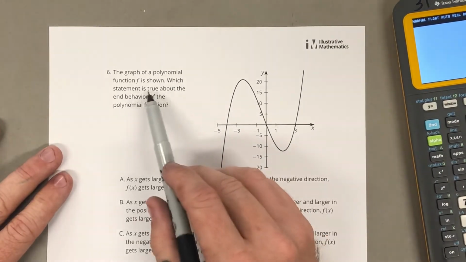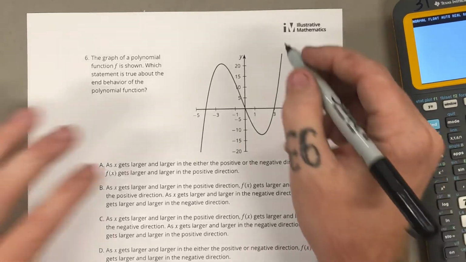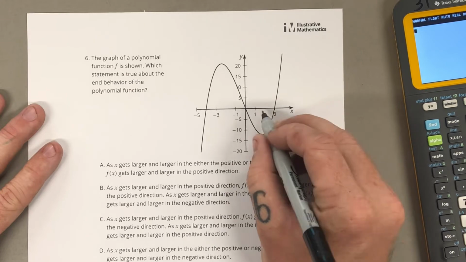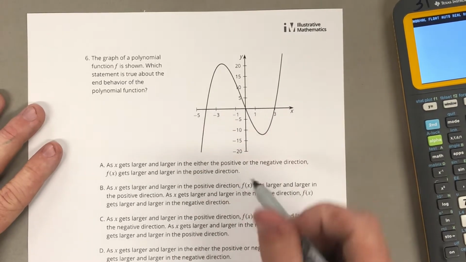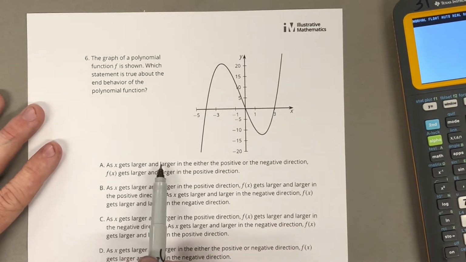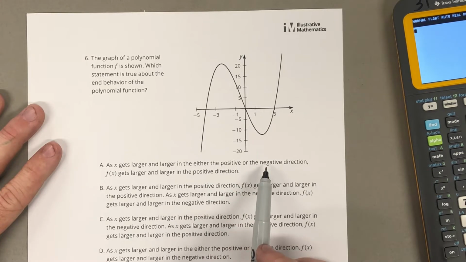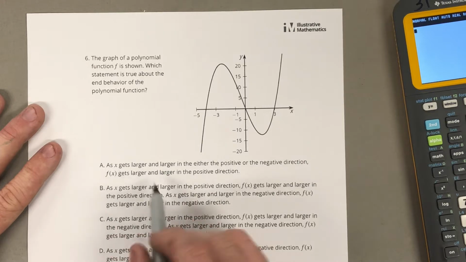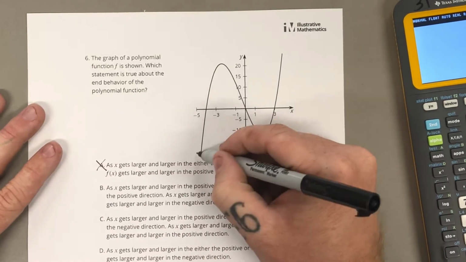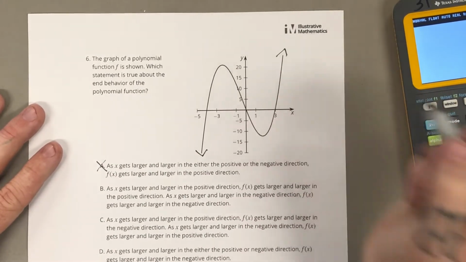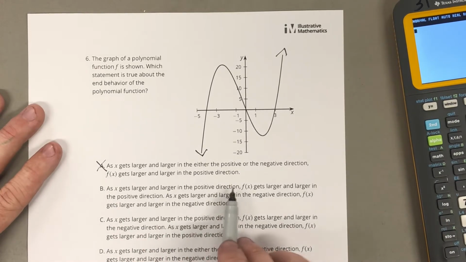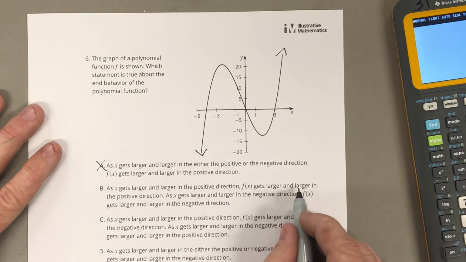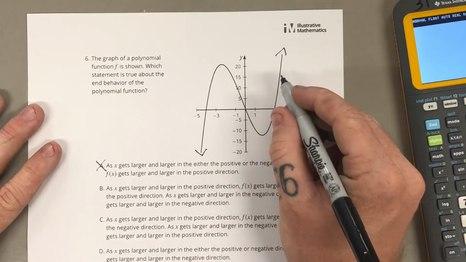Here's a graph. Which statement is true about the end behavior? So we know that the end behaviors are opposite. This is the positive side of x. This is the negative side of x. As x gets larger and larger in either the positive or negative direction, f of x gets larger and larger in the positive direction. This one's not true because the negative side is going down and the top is going up, so they're opposite. As x gets larger and larger in the positive direction, so as we go to the right, f of x gets larger and larger in the positive direction, so that's true.